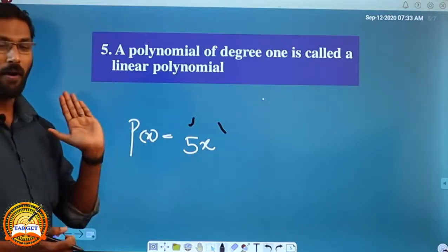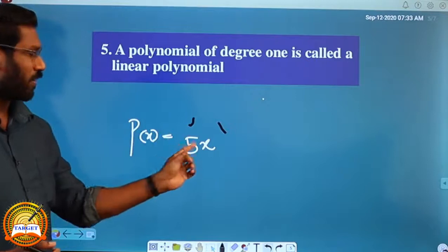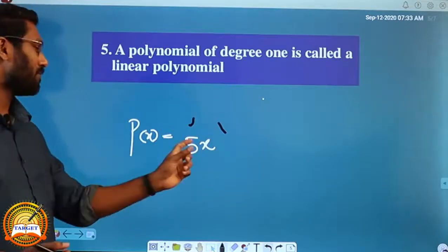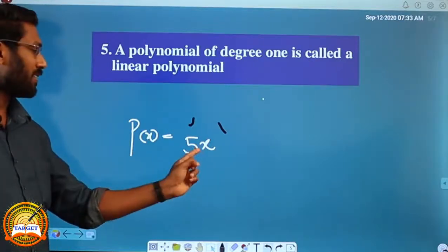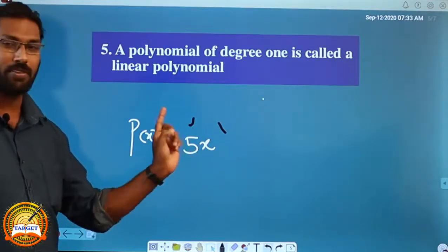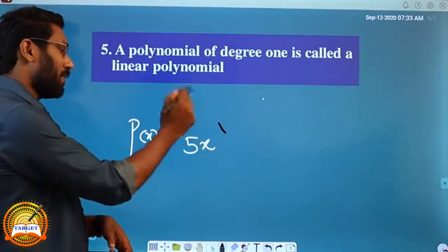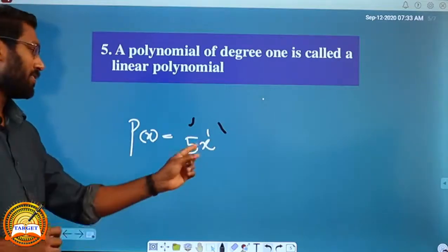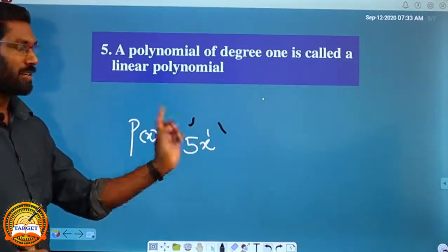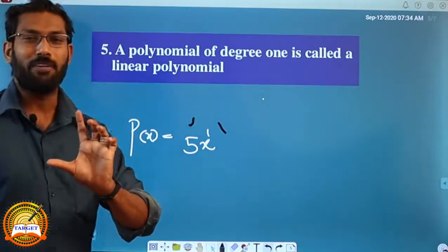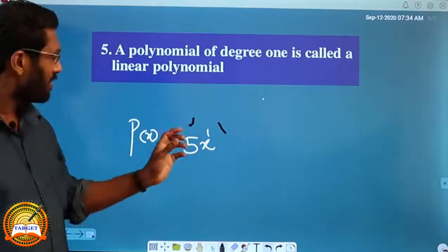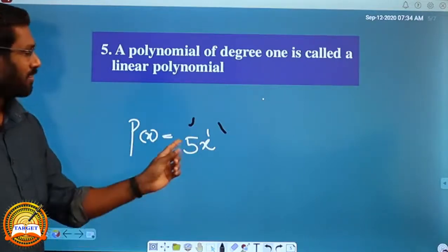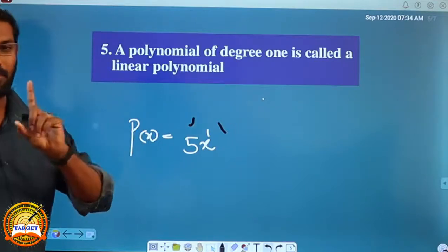By looking at this polynomial, it's very easy for us to understand its degree. That means the highest exponent of the variable. It's very clear that it is a polynomial in x, therefore the variable is x. The highest exponent of the variable here is 1. x means x raised to 1. So the highest exponent of the variable in the polynomial is called the degree of the polynomial. Here the highest exponent is 1, therefore the degree of this polynomial is 1.